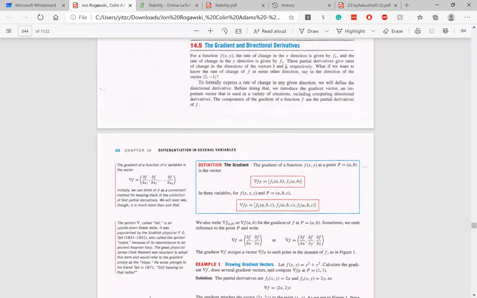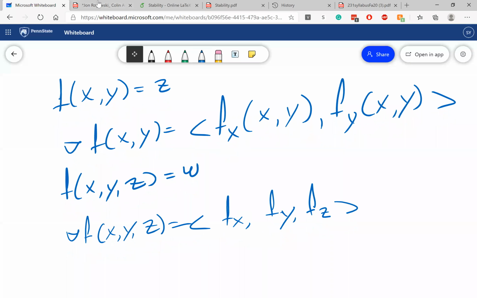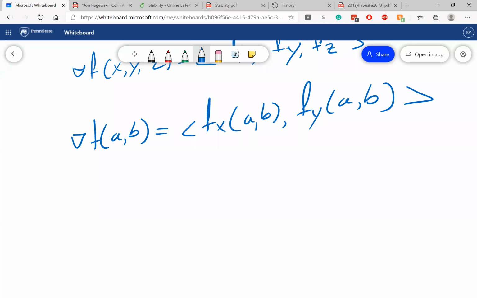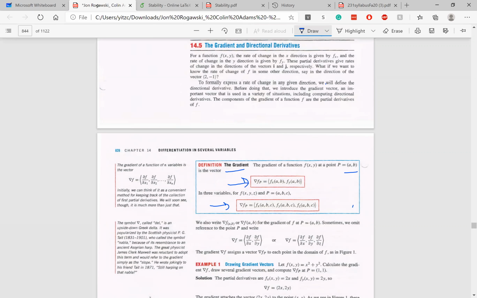So that's the first part over here, the definition of the gradient of f at p. So we were doing f at x and y, but if you wanted to find the gradient of f at, let's say, a comma b at some point, then that would be f with respect to x at a, b and f with respect to y at a, b. And then in 4 dimensions, if you had 3 independent variables and 1 dependent variable, then that would be your gradient.